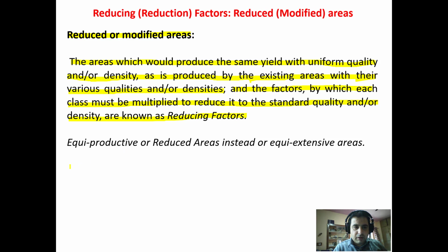Now we already know about equiproductive or reduced areas instead of equi-extensive areas. Equi-extensive areas, or equal areas, are not important. I already discussed this in the previous lectures. Rather, equiproductive. If one area is small and another area is big, in that case this also gives us 10 cubic meters and this also gives us 10 cubic meters. So these areas are not equi-extensive, but they are equiproductive.